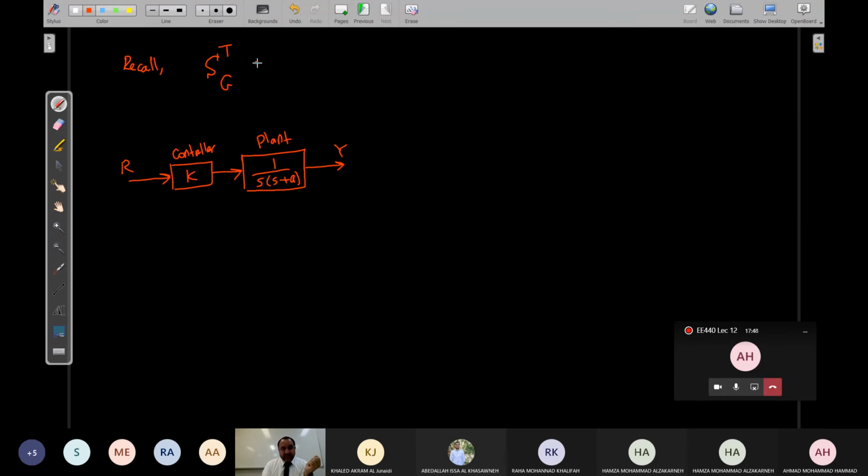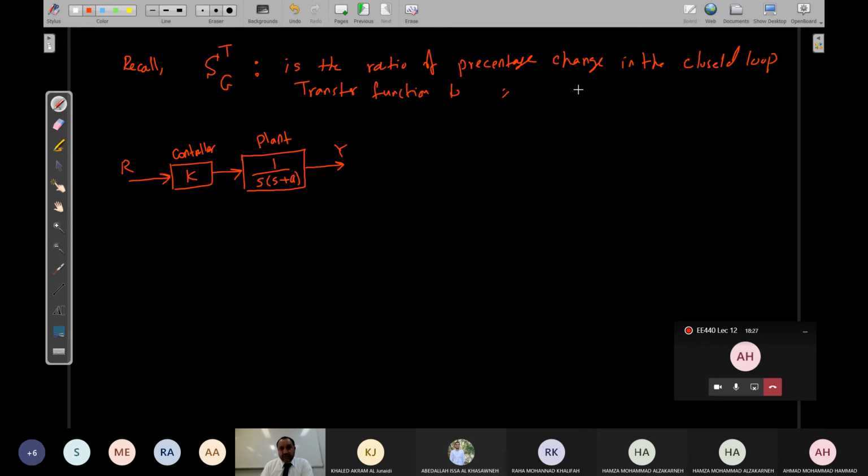So simply, this can be defined as the system sensitivity, which is the ratio of percent change in the closed loop transfer function to percentage change in the open loop transfer function. So simply, this is, by assumption, what we call the closed loop transfer function.